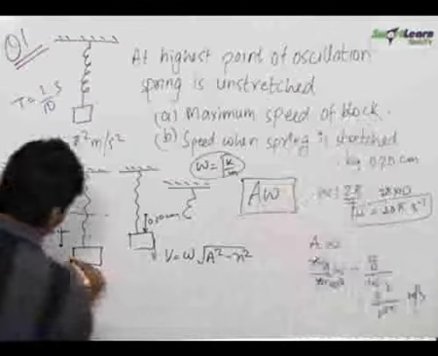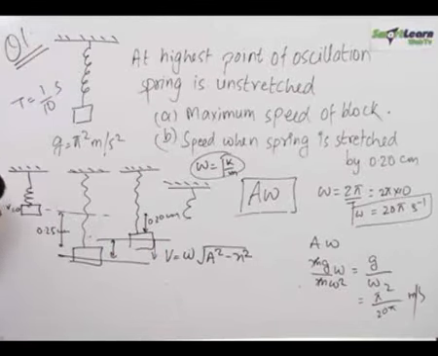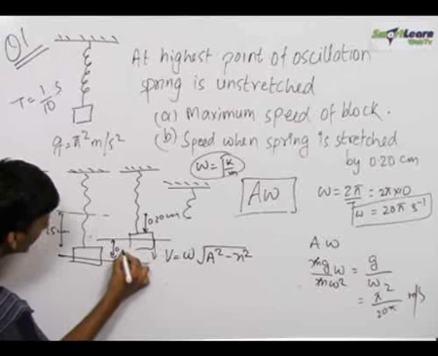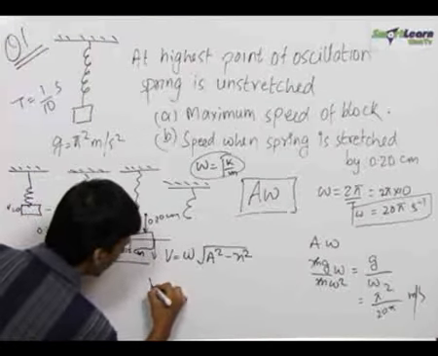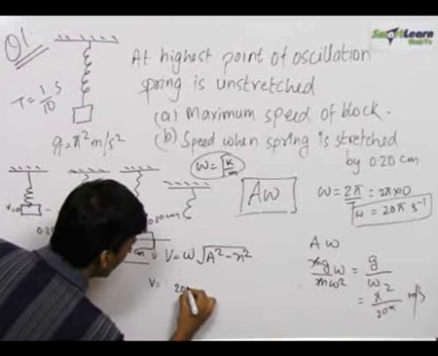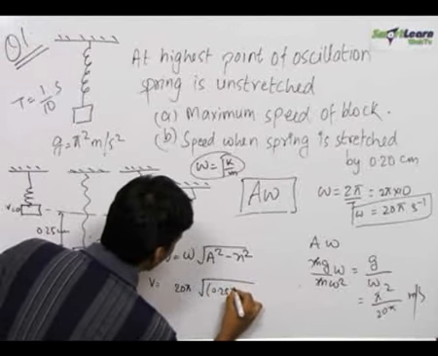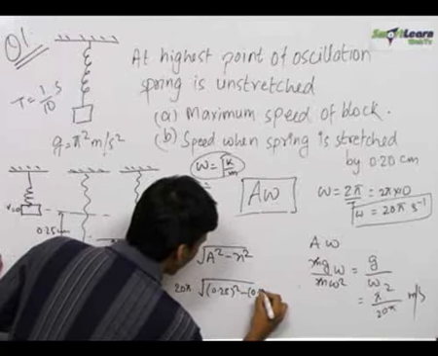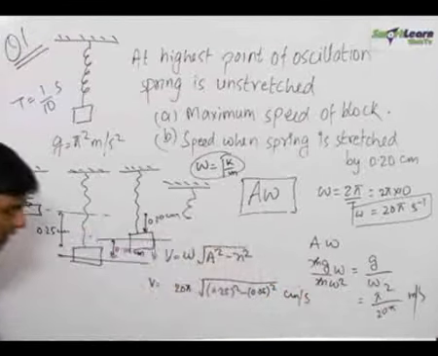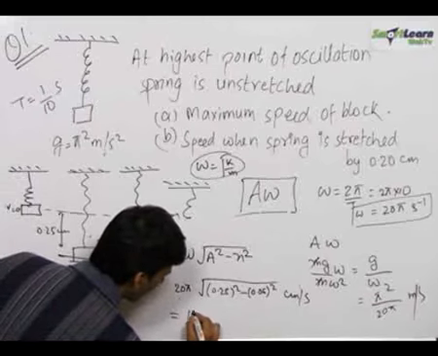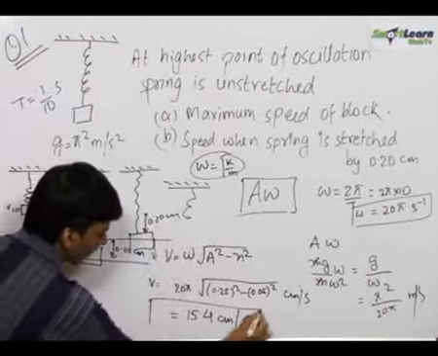So the equilibrium position was this. The displacement from equilibrium position becomes equal to 0.05 centimeters. Now we feed in the values here. v is equal to omega 20 pi root over 0.25 whole square minus 0.05 whole square centimeters per second. So the final answer comes out to be 15.4 centimeters per second.